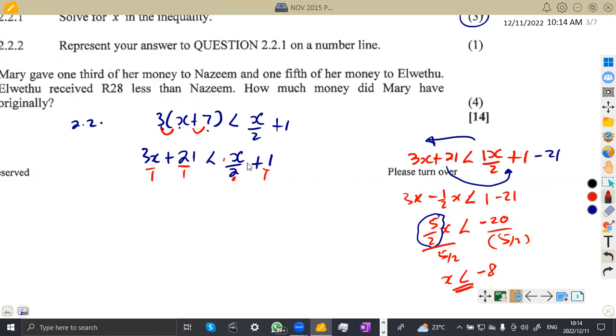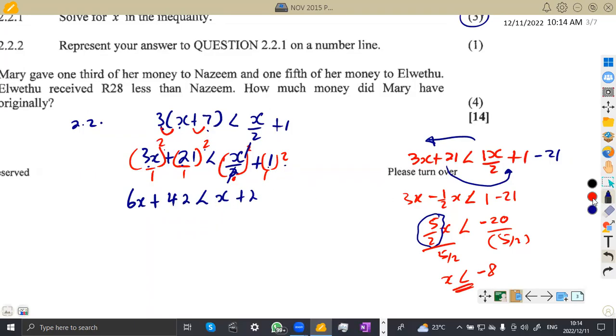So you simply, the LCM is 2. So you multiply each term by 2, here by 2, here by 2, here by 2, so that you remove the fractions. All right, so that's 3x times 2, which is 6x, plus 21 times 2, which is 42, is less than x over 2, the 2 and 2 cancel, you remain with x. All right, 1 times 2, that is 2.